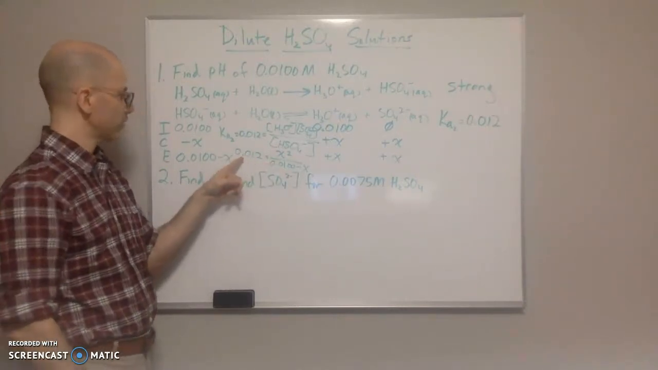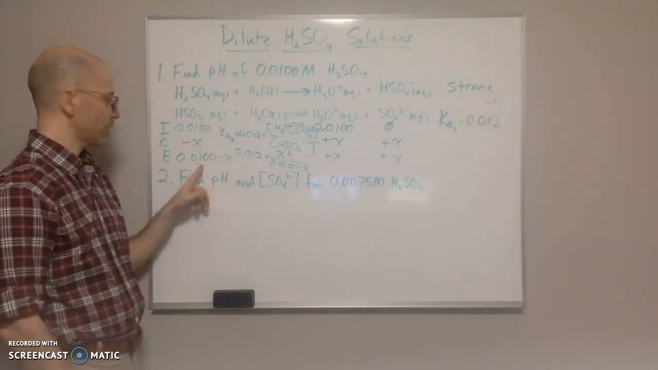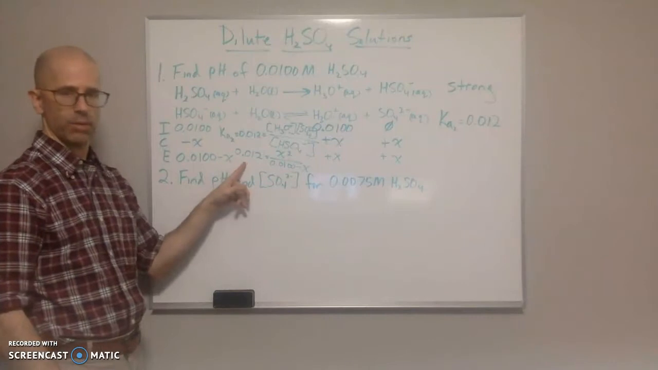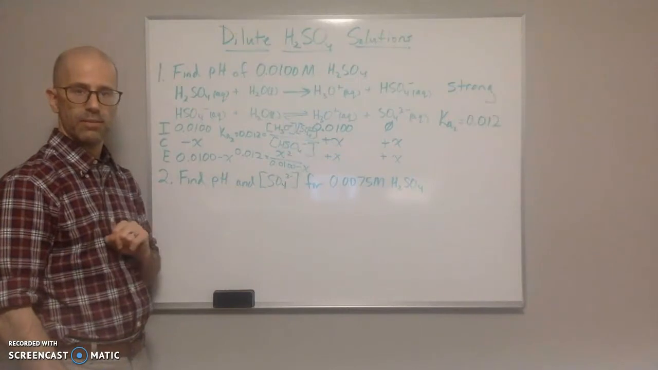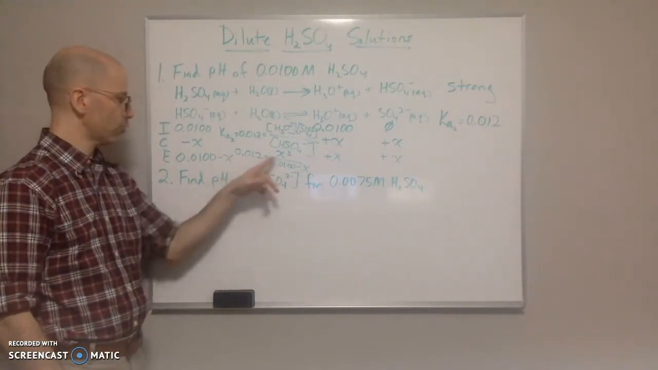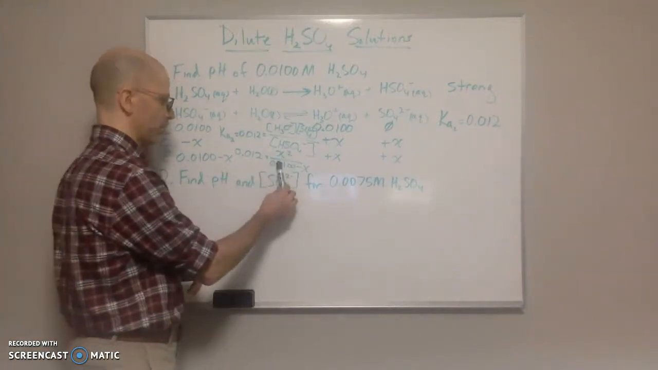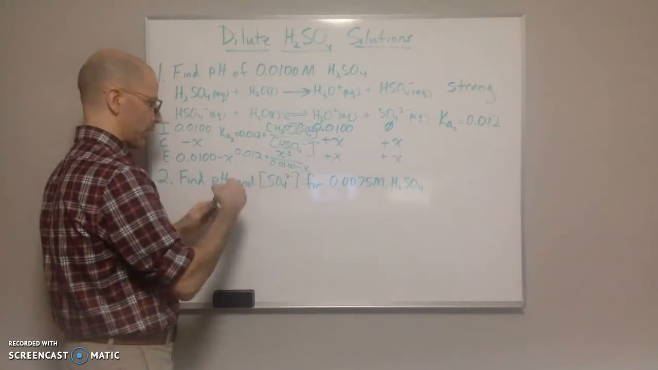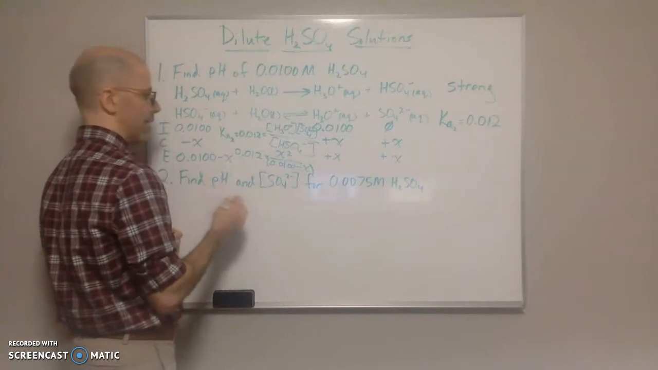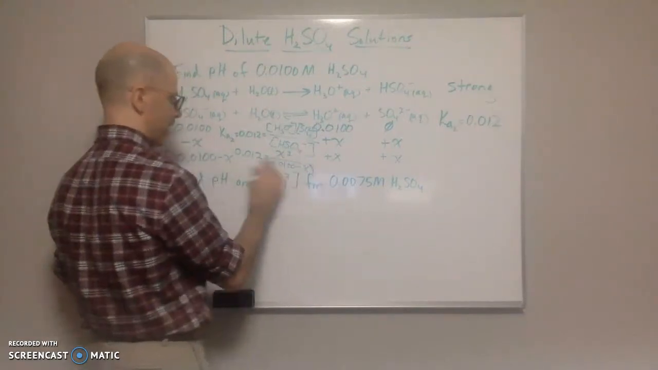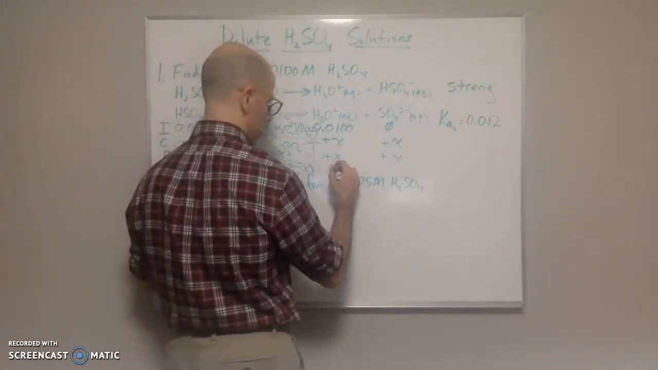In this case, since x is pretty close to the original concentration, the x is too small approximation won't work. So in this case, we'll have to use the quadratic formula. We'll have to manipulate this. We have to multiply both sides by this, and then we'll have to get x on one side. So what we'll end up doing is solving a quadratic equation.